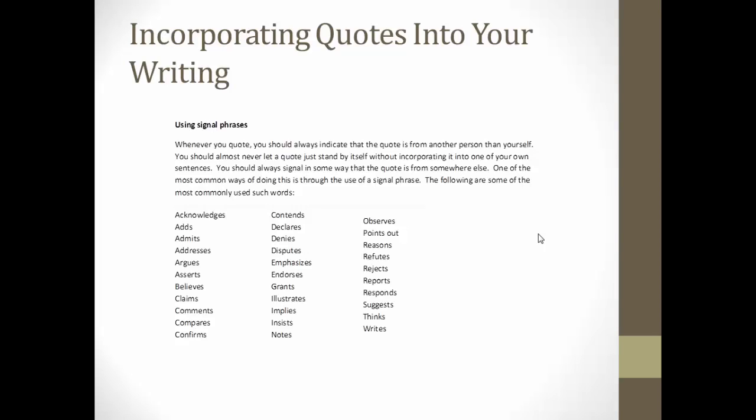Whenever you quote, you should always indicate that the quote is from another person than yourself. And here, those quotes are going to be from whichever author you're using, or the unknown author of Beowulf. You should almost never let a quote just stand by itself without incorporating it into one of your own sentences. You should always signal in some way that the quote is from somewhere else. One of the most common ways of doing this is through the use of a signal phrase. The following are some of the most commonly used such words. Those are just verbs that serve as signal phrases. You might write, Chaucer observes, Shakespeare contends, the author of Beowulf comments, describes, or whatever word you want to use.